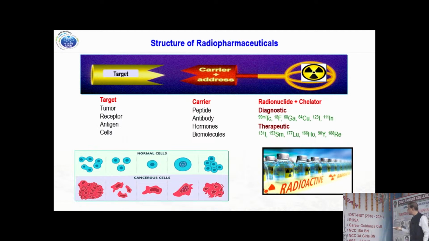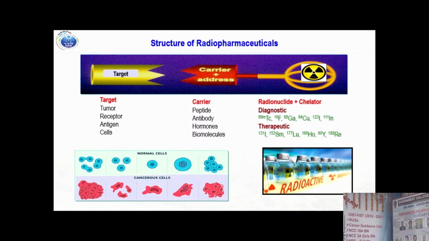So, this has the property to bring it to the target cell. To be more clear when we go further in this presentation, with that we add a radioisotope. So, when it goes to the target, it carries the radioisotope with it, and if the radioisotope is diagnostic in nature, then we call it a diagnostic radiopharmaceutical. If it is therapeutic in nature, we call it a therapeutic radiopharmaceutical.